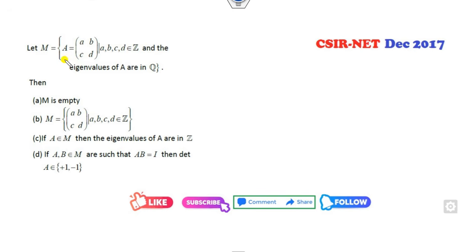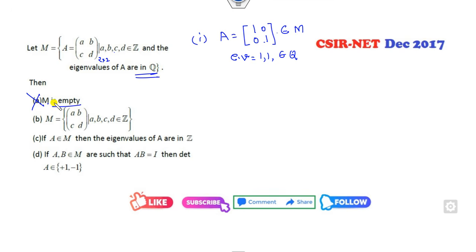Okay. If M is the collection of all those 2 cross 2 matrices such that entries are integers and eigenvalues are in Q, then M is empty. Why is M empty? Clearly, if I choose the matrix 1 1 0 0, for example, all these entries are integers. What are the eigenvalues? Eigenvalues are 1 and 0, which are part of Q. Fine. So that means A belongs to M. So M is empty is a false option.